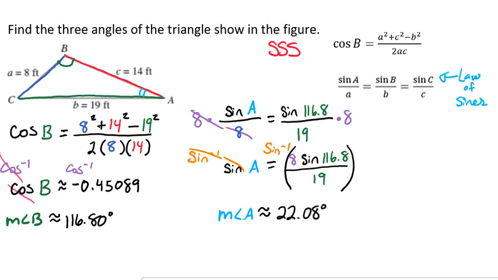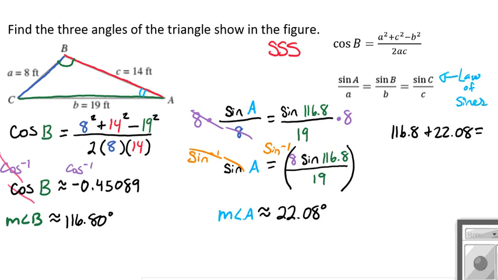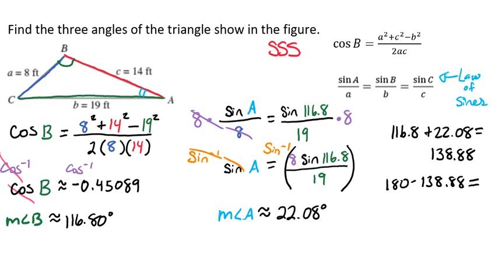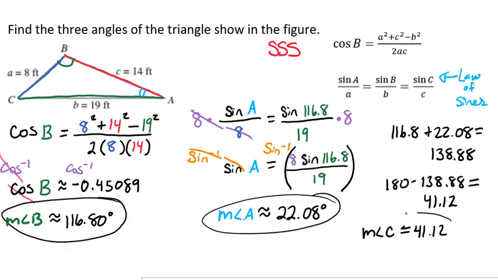22.08 degrees. And now it's a triangle, and we know that the sum of the angles of a triangle adds up to 180. So if we add our 116.8 and our 22.08, and then subtract that from 180, we're going to end up getting 41.12, which is going to be our measure of angle C. 41.12. And now we found all three angle measures like we needed to.